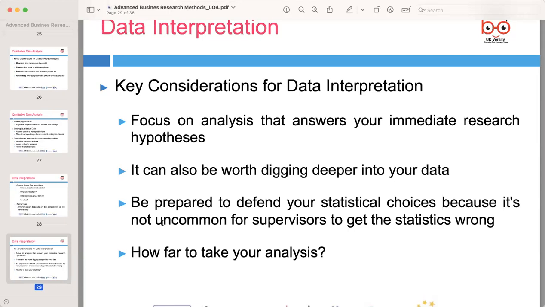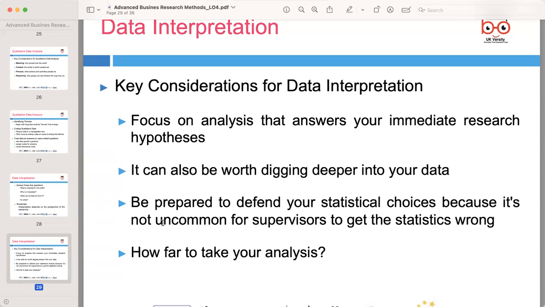Interpreting data often involves applying statistical methods to draw meaningful conclusions. So it is fundamental to be prepared to defend the statistical choices you make. Sometimes a supervisor or colleagues may have misconceptions about statistics. So it is essential to explain and justify your approach.